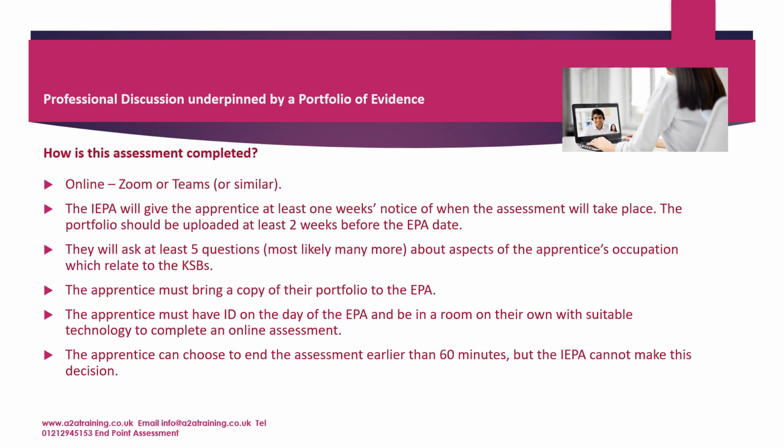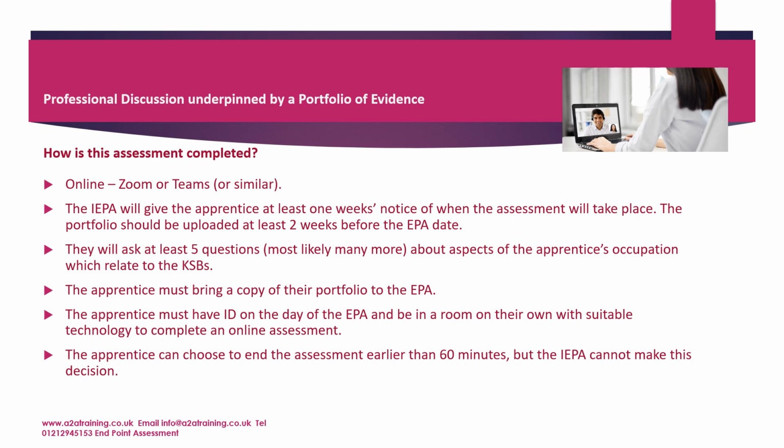The independent endpoint assessor will give the apprentice at least 1 week's notice of when the assessment will take place. The portfolio itself should be uploaded at least 2 weeks before that EPA date. The assessor will ask the apprentice at least 5 questions, but likely many more, about aspects of their job which relate to the key skills and behaviours.